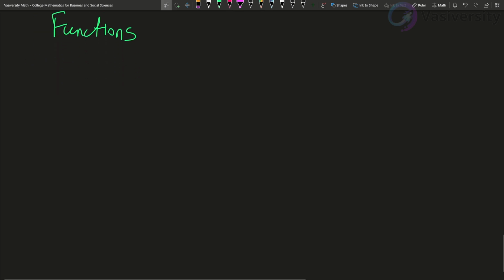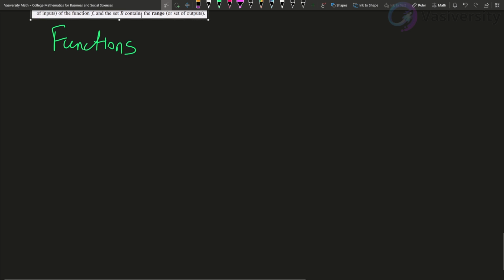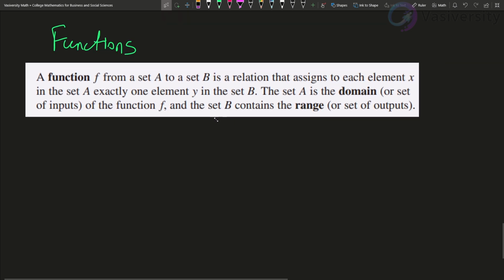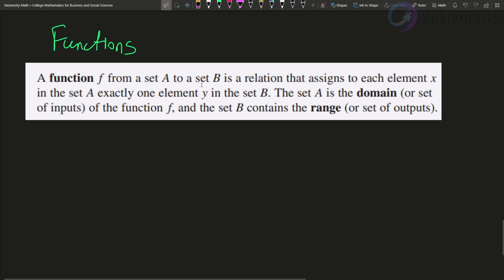Functions. Okay, so a function, I'm going to have a definition. A function f from a set A to a set B. We learned about sets in the very first lessons, when we have a set of numbers, let's say real numbers to real numbers, right. It is a relation that assigns to each element x, which is our variable and is located in the first set, set A, exactly one element in the set B, which is our element y. The set A is the domain. We call it domain, the set of inputs of the function f, which are the x values. And set B contains the range, which is the set of outputs, which we call y, right?